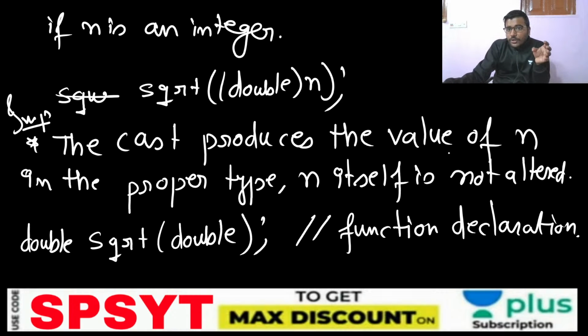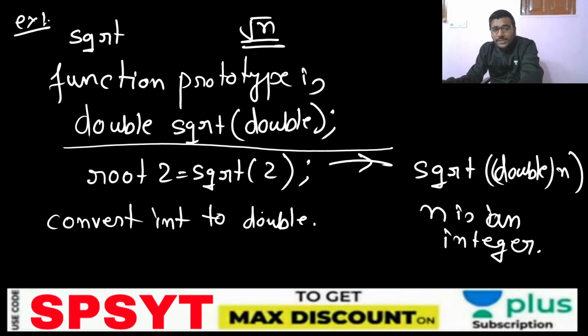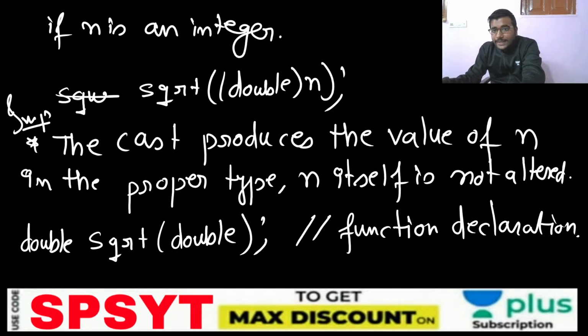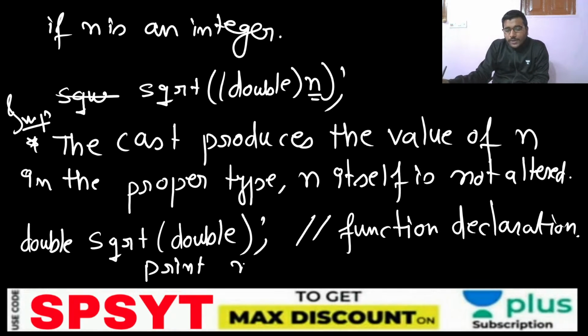So the cast produces the value of n in the proper type. It means it will pass the value of n as a double, the value 2 as 2.0. But n itself is not altered. So if you print n, whatever n was having will be as it is. It is not like n.0. Understood? That is what I am trying to say.